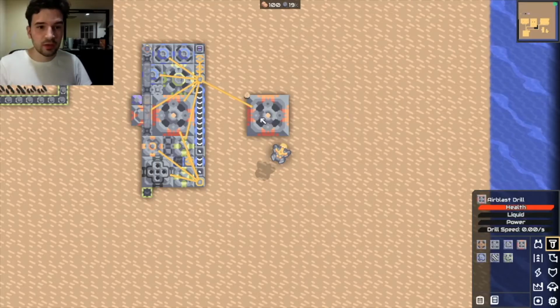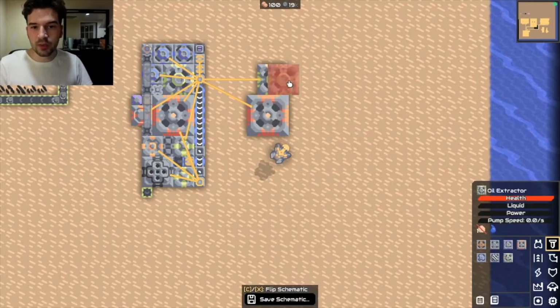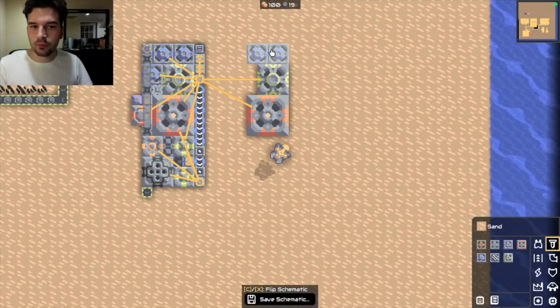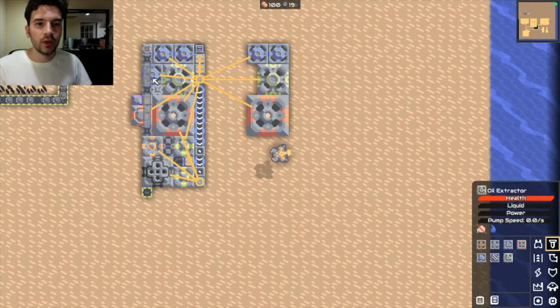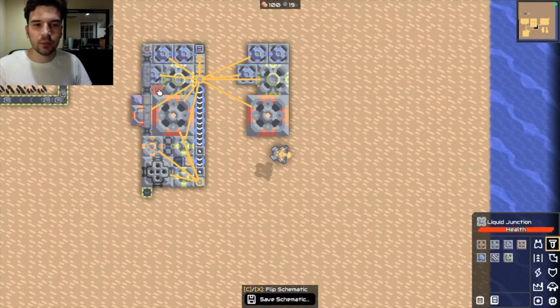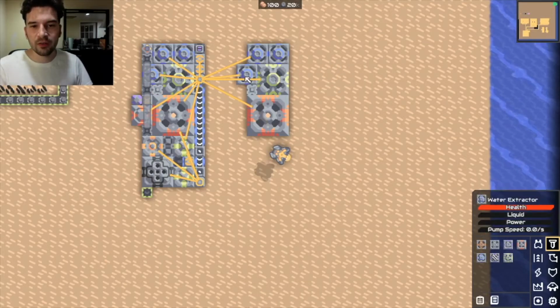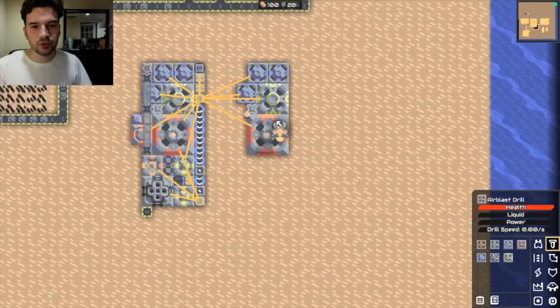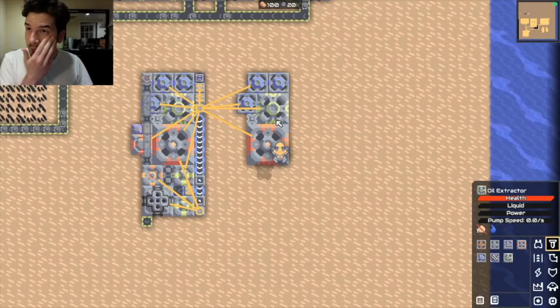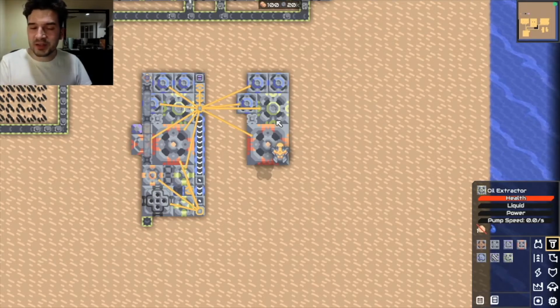So we have an air blast drill. Connecting it, we have the oil extractor. The oil extractor needs a whole lot of water. And then we have one more water here. And then we have a liquid junction router to give that little bit of extra water to the air blast drill. The air blast drill actually doesn't need all the sand. We're positive in sand for my schematic, so it's okay if it runs a little low, but it evens out.